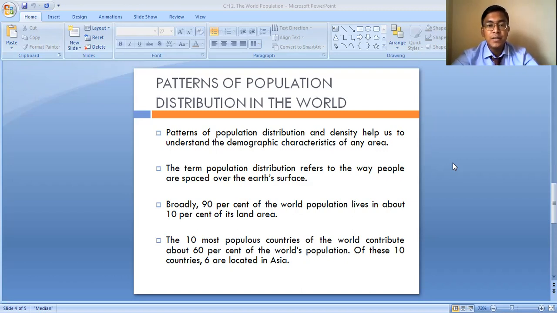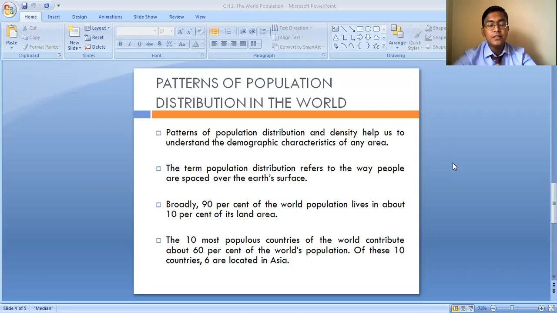Means how people are distributed in different parts of the world. Broadly, 90% of the world's population lives in about 10% of its land area. This is a very interesting fact: about 90% of the world's population lives in 10% of the world's geographical area.